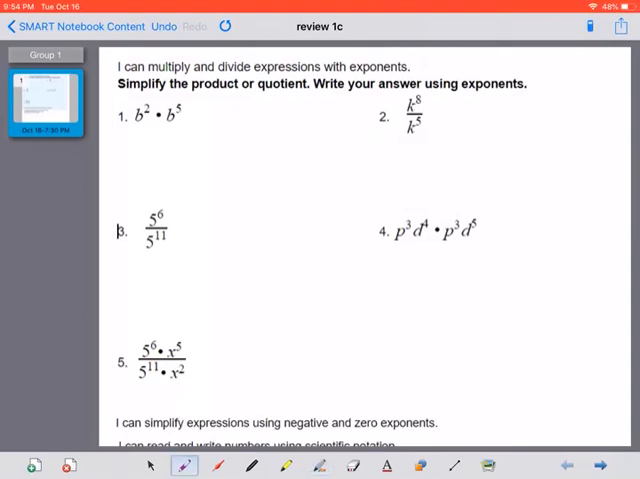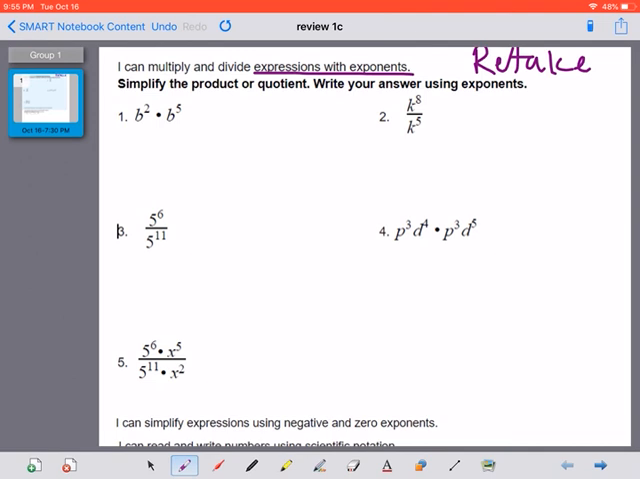Hello, today we are looking at a retake for our Unit 1C test. So this was the first learning target: I can multiply and divide expressions with exponents. We're going to take it down to the basics today. Once you're done with this video, these 5 questions, then ask me for a colored piece of paper and you will have 5 questions to do for your retake.